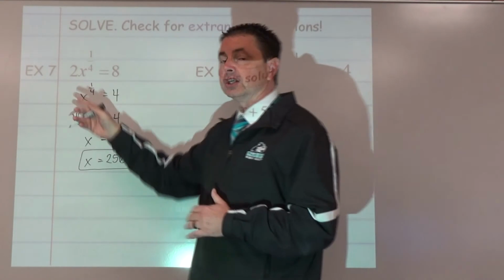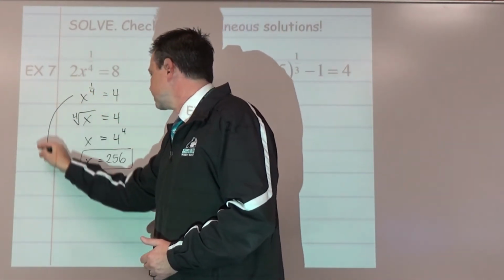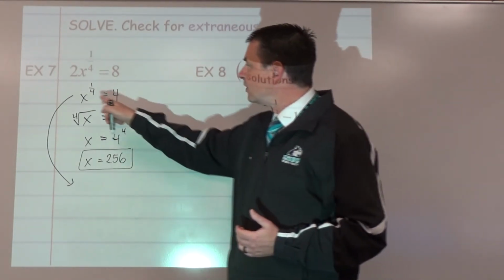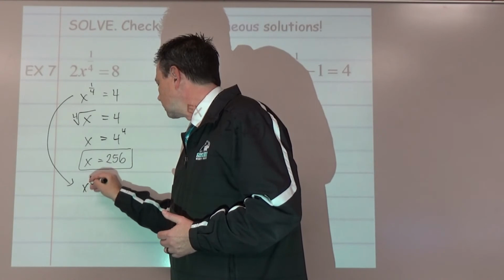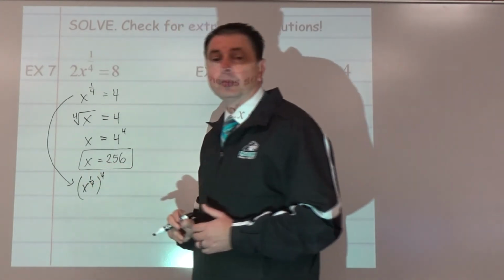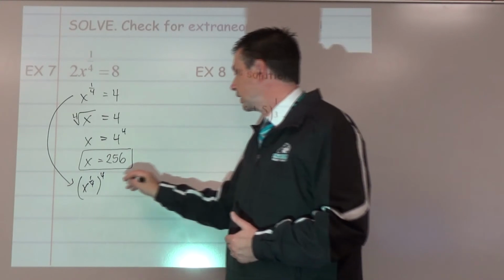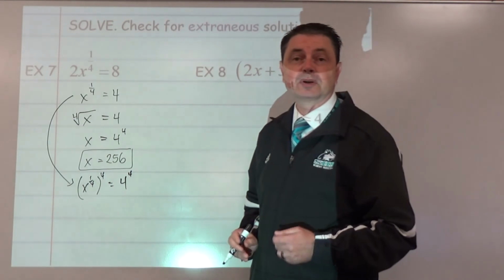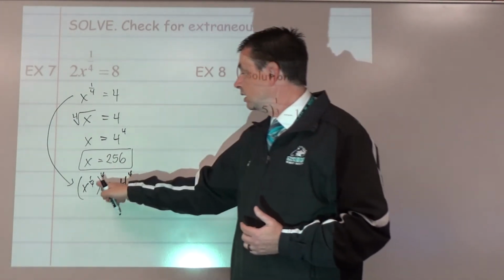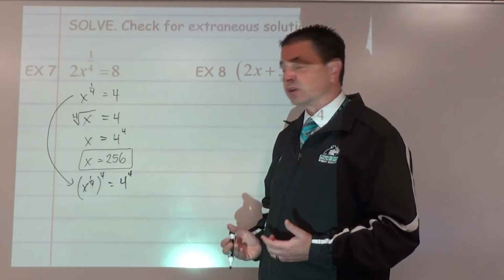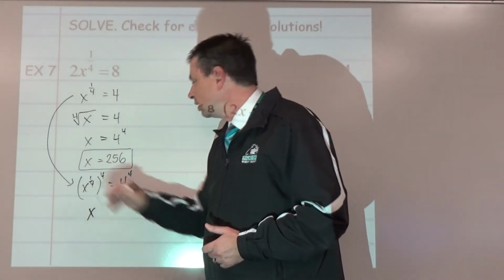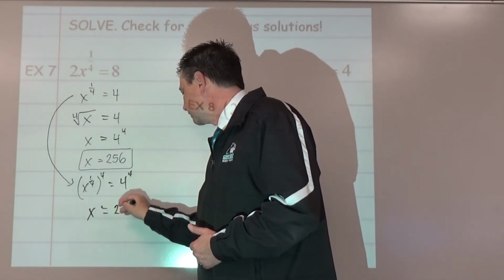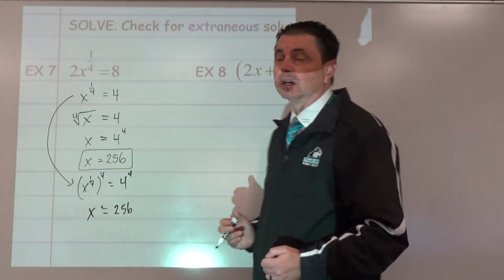The other way that you could go on this one is to raise both sides to the reciprocal power. If I raise this to the reciprocal power of 4 over 1, which is just 4, and do the same over here, raising a power to a power we've previously learned means multiply the exponents. And if they're reciprocals, the answer is 1. So this is x to the 1st power. And I don't need to write x to the 1st power. It's just the same thing as x is equal to 256. So either way you want to go is fine.